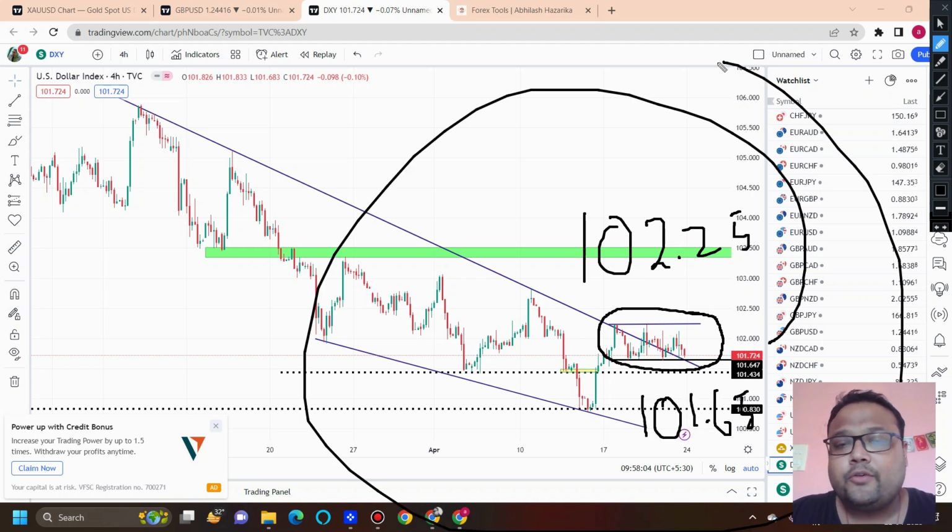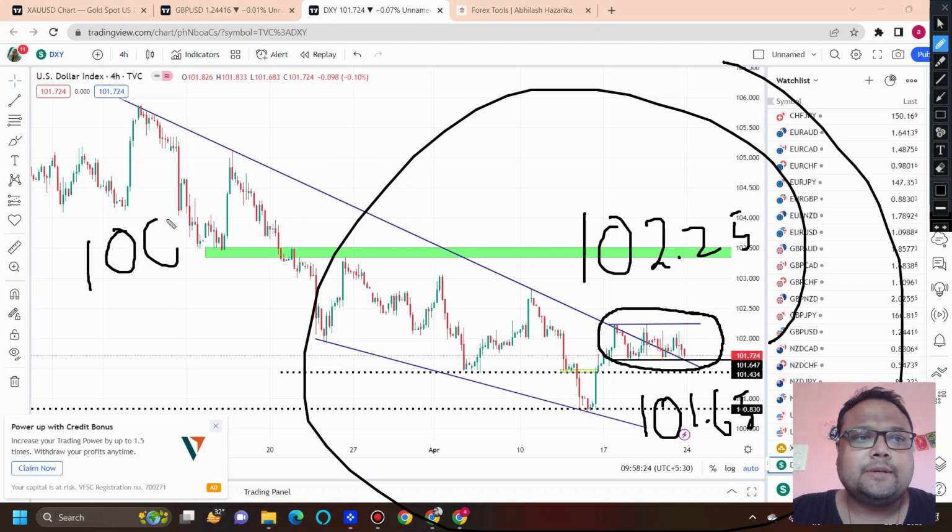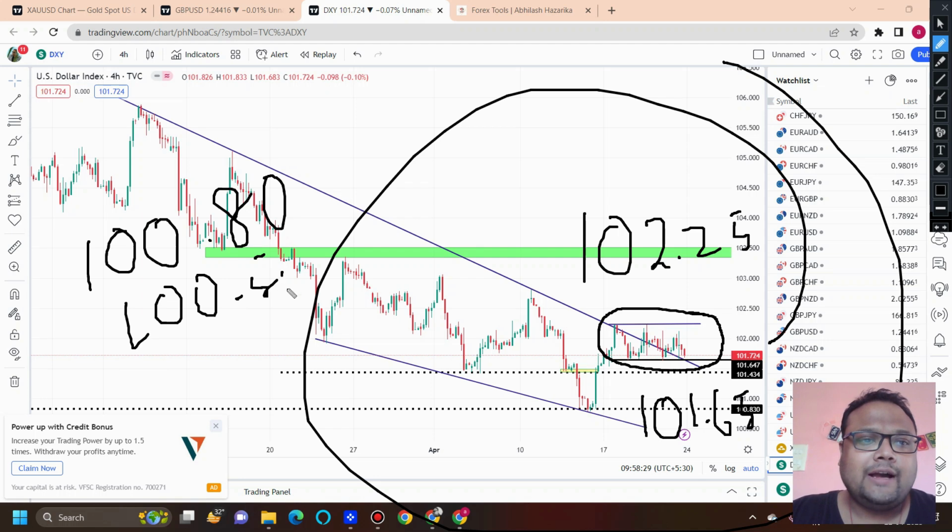101.65. This is the narrow range of DXY, and my dear friends, as we all know very well, both fundamentally and technically DXY is not very positive right now, and the sellers are dominating this market. So next week there is a possibility that DXY may fall again, and we may see DXY heading towards the support level of 100.80 to 100.50.